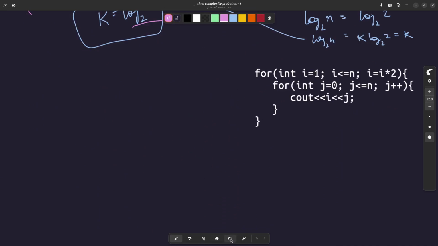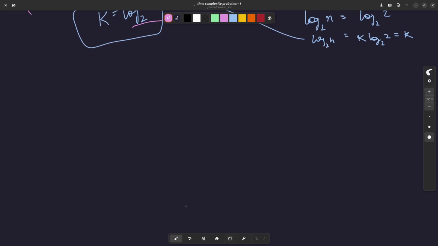So the answer is log base 2 of n plus 1. This is how many times the outer loop runs, multiplied by n plus 1. This is how many times the inner loop runs. Okay. So this is basically not the answer. This is the number of iterations, total number of iterations, total work done.